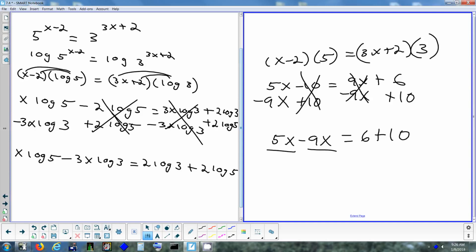So they have an x in common. I'm going to factor that out then. Okay. If I factor it out, I'm left with that. Check it. x times 5 is 5x. x times negative 9 is negative 9x. Okay. Leave the other side the same.